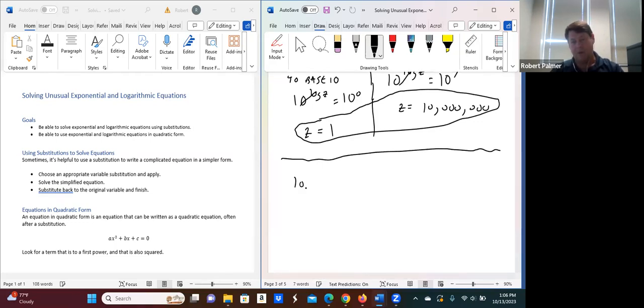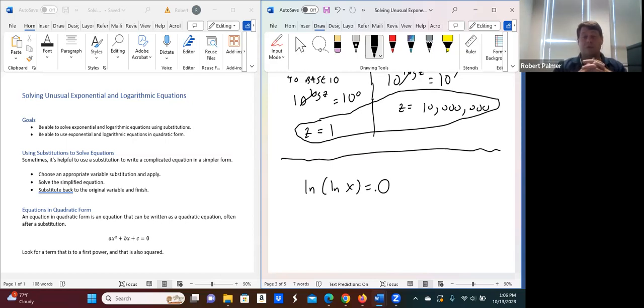Let's say I have log. Actually, let me do natural log. Let's say I do natural log of the natural log of x is equal to 0. Now, this doesn't really fit either one of those special cases. This is something a bit different.